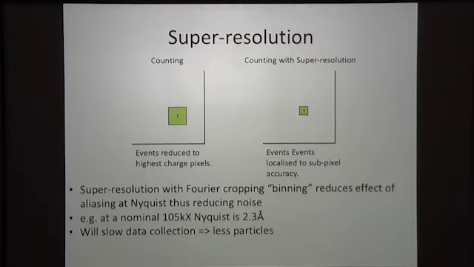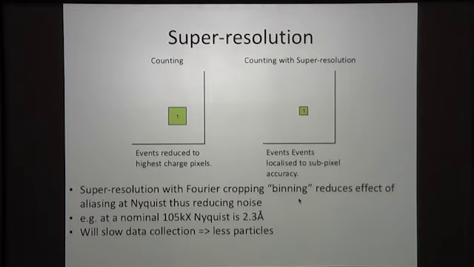Now, some of these detectors, such as the K2, are capable of further reducing the events and sublocalizing the events to inside a pixel. This is called super resolution mode. And there's an advantage to super resolution mode in that you can reduce the aliasing at Nyquist. There is information in your images beyond Nyquist, and that information actually gets aliased back because it's undersampled, which then looks like noise. So you can reduce this noise at Nyquist if you take a super resolution image and process it as it is, or if you Fourier crop it.